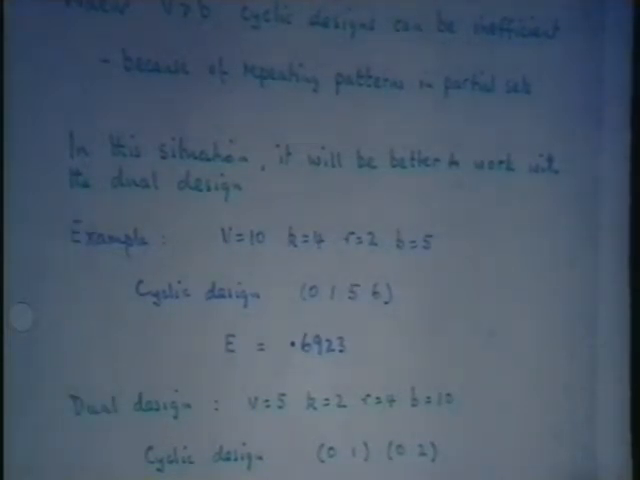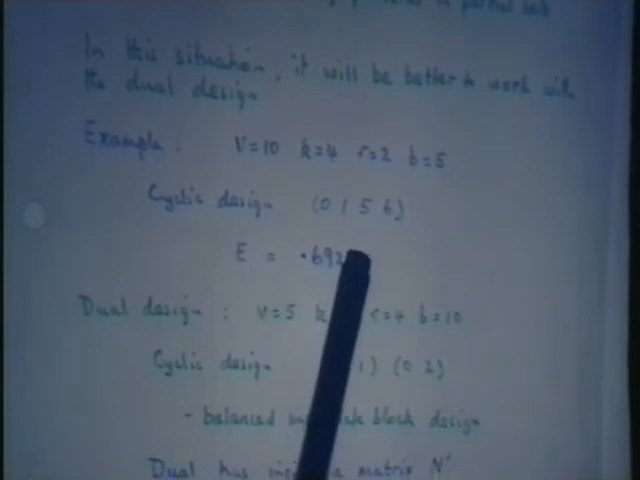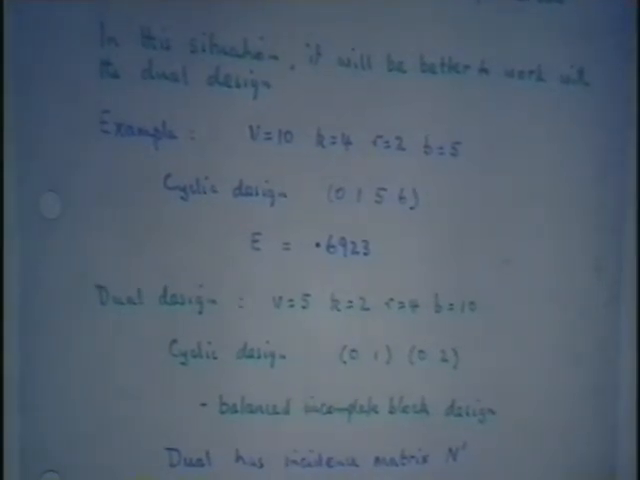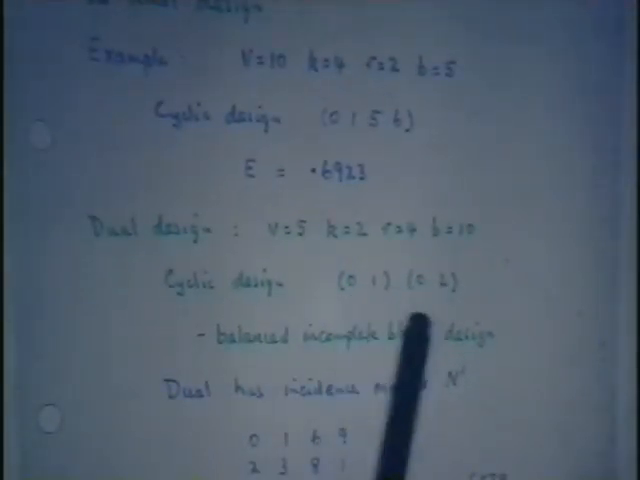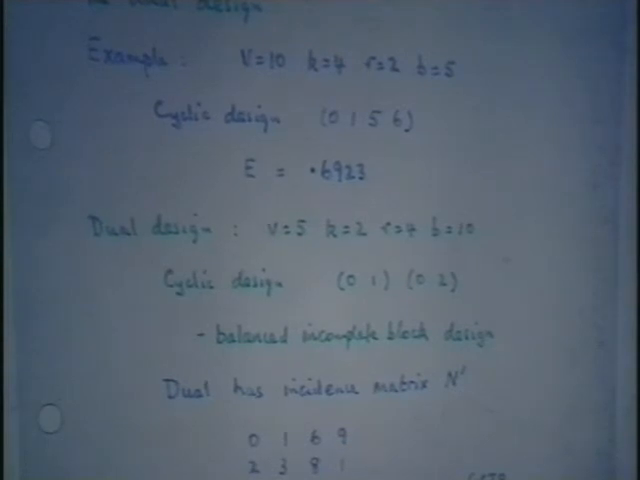And in this situation, it's much better to switch to the dual design, switching blocks and treatments. And we allow that in the program. So a little example here, if you want a design with 10 treatments, a half set, the best cyclic designs got this as an efficiency factor. If you switch to the dual, done by interchanging blocks and treatments, then the cyclic design is this one, which is a balancing complete block design. And therefore we know that as we switch back again to our original design, this design will be A-optimal.